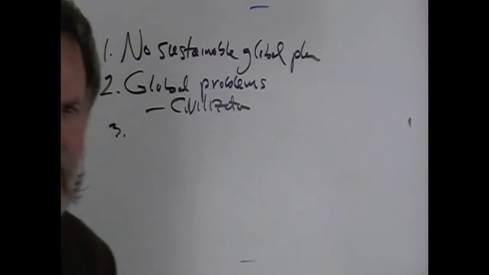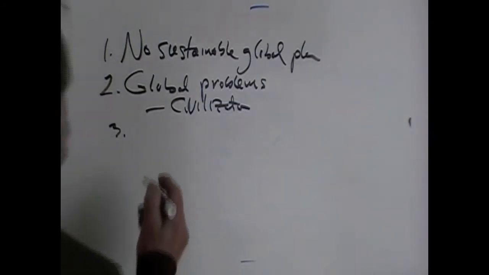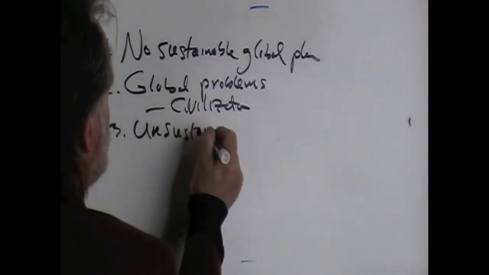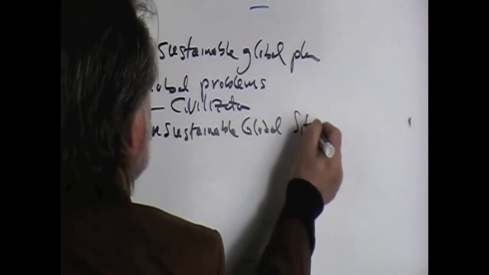3. Futurists, scientists, historians agree that Earth's civilization as it exists and as it grows larger is unsustainable. Got that? And it appears that its decline is inevitable. And further, that decline appears to be imminent, meaning soon. Unsustainable global situation.